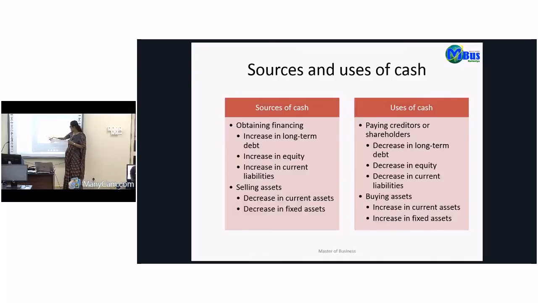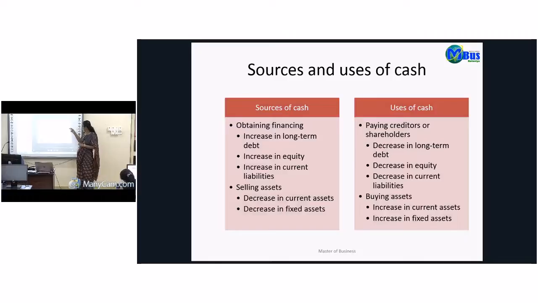cash in hand, cash account balance, right? Selling assets, decrease in current assets. We convert our finished goods to sales. Finished goods is classified under the current assets. When we sell them, cash is coming to the cash account debit, sales account credit. So cash account increases, cash balance increases. By reading this all, you can find out sources are the activities of the business which increase the cash balance. Right? So users is the other way around.